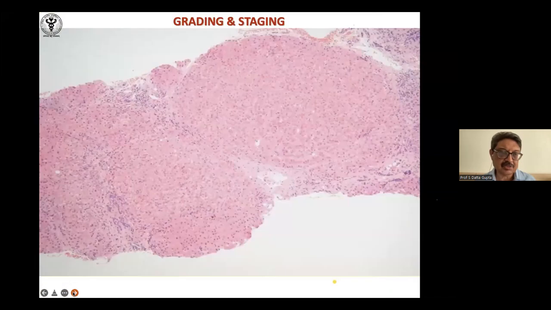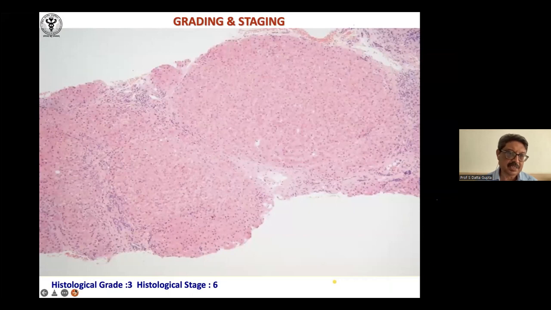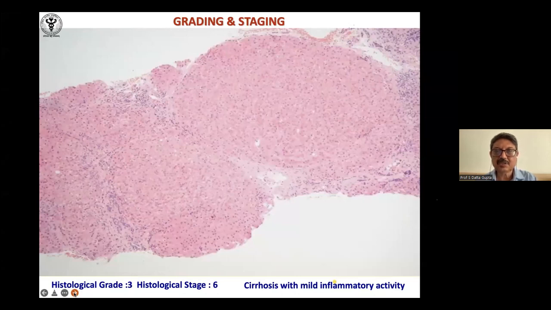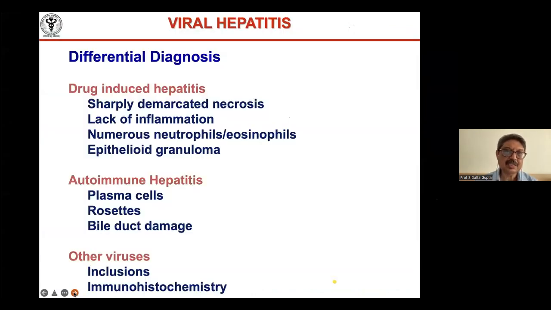So this is what is done. No fibrosis to cirrhosis. This is the inflammation. So histologically it would be grade 3, stage 6. This may not mean much to a clinician. So please insist on the pathology writing: it is cirrhosis with mild inflammatory activity. It will help the clinician. It will also tell the clinician how to explain to the patient, right?